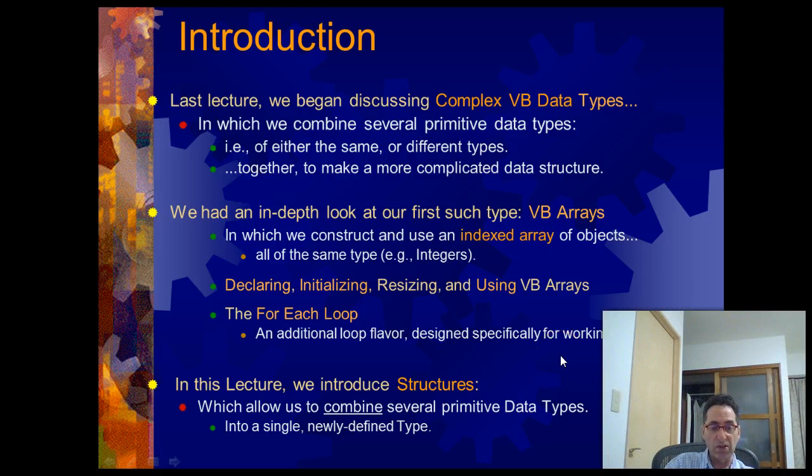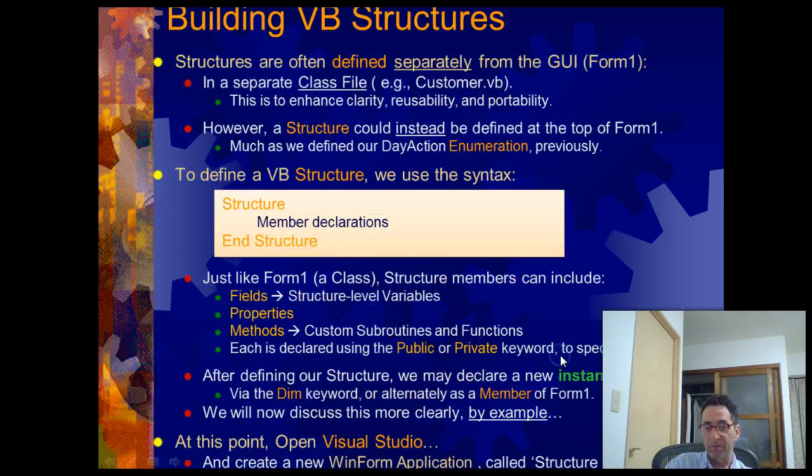In this lecture, we introduce structures, which allow us to combine several primitive data types together into a single newly defined type. So structures are often defined separately from the GUI or from the form, in a separate class file. For example, we're going to define one today called customer.vb, and this is to enhance clarity, reusability, and portability. However, a structure could instead be defined at the top of Form 1, much as we defined our day action enumeration before.